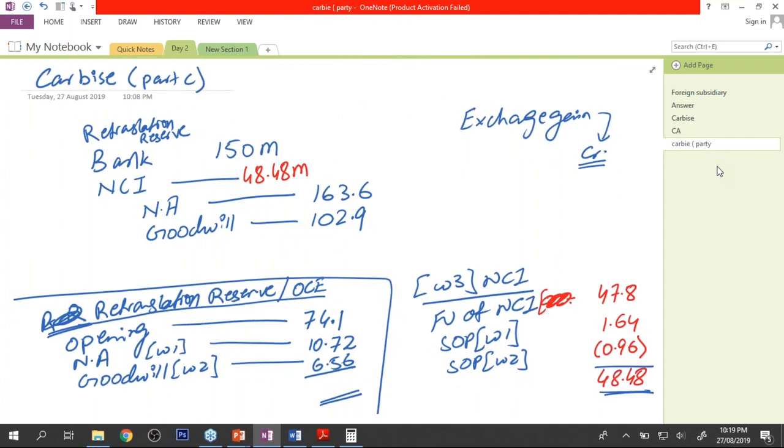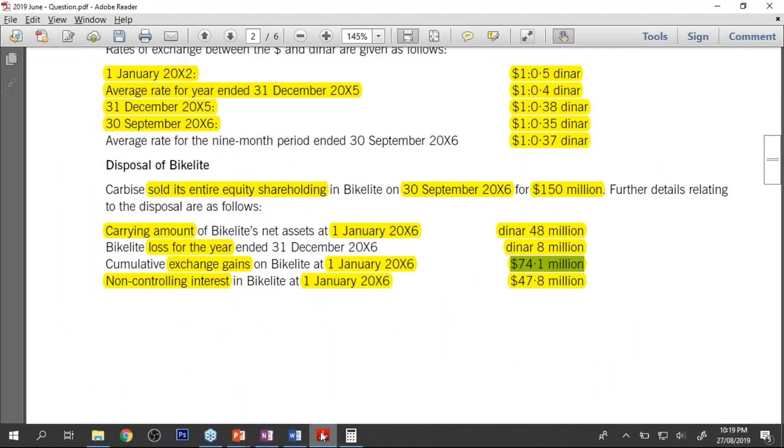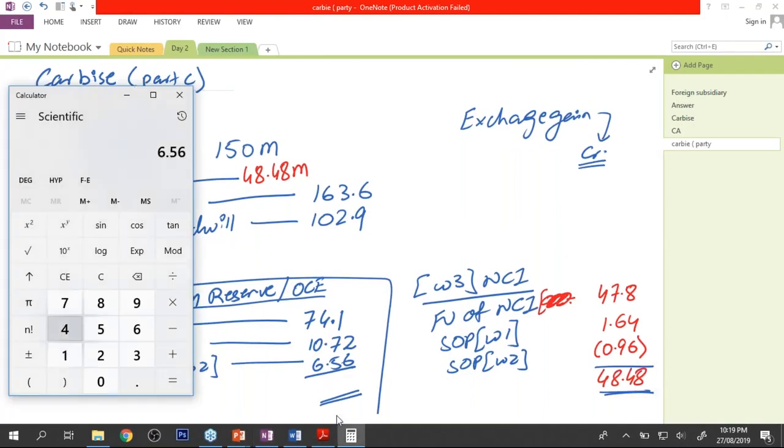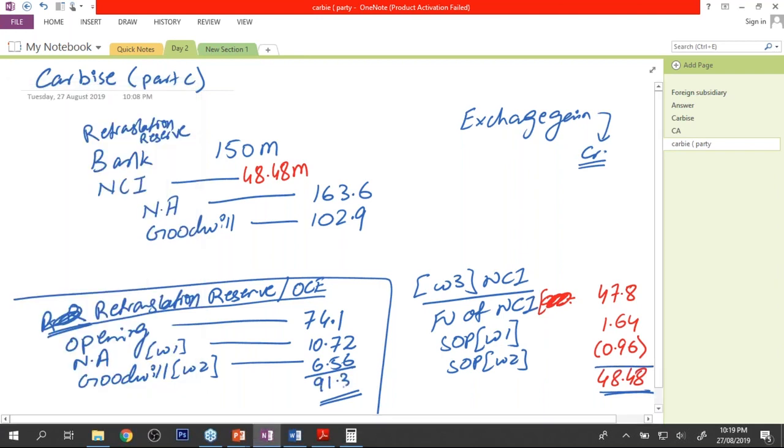Okay, so far we have got the values. So if we calculate the sum of all these, this is going to be 74.1 plus 10.72 plus 6.56. This is going to be a total of 91.38, which we are going to debit over here, and this will give us the balancing figure of the exchange gain or loss. So can you calculate the balancing figure now?